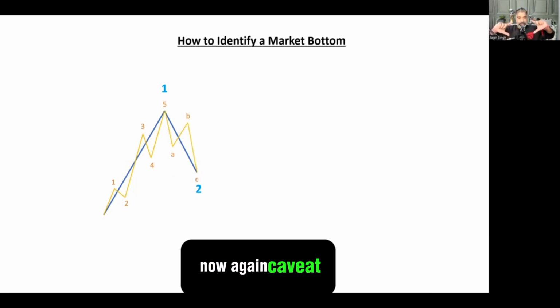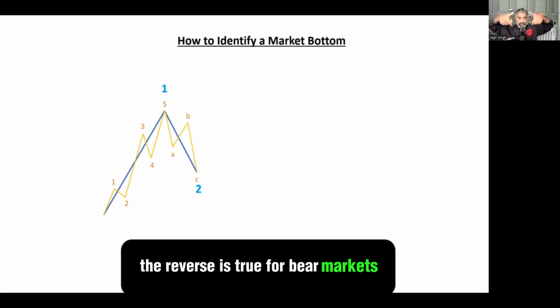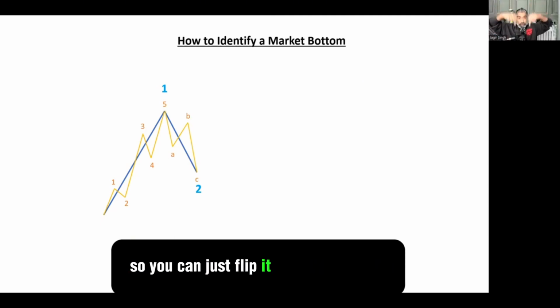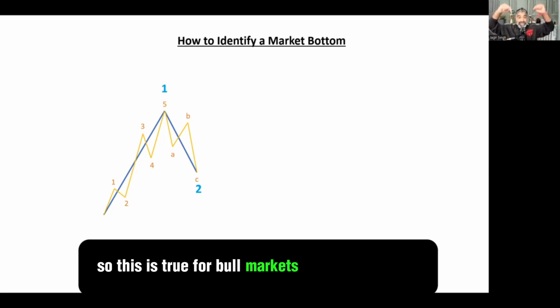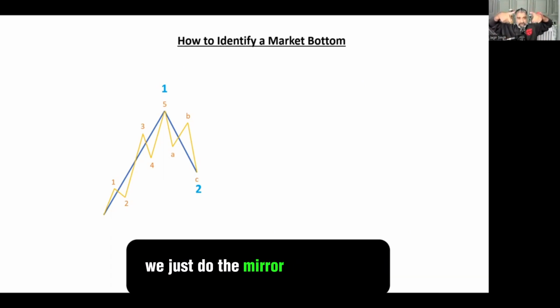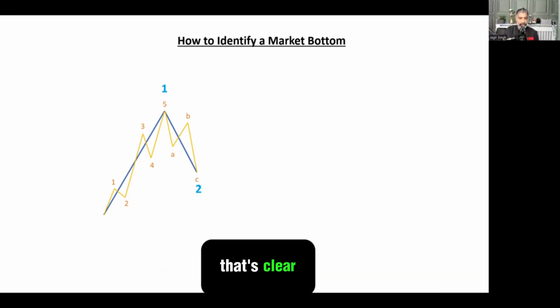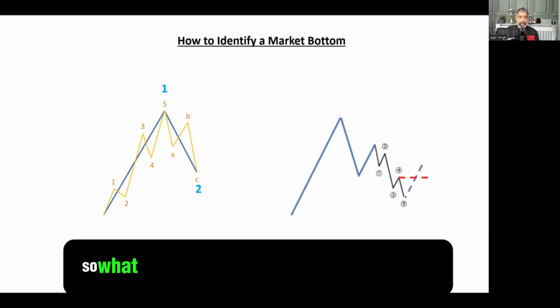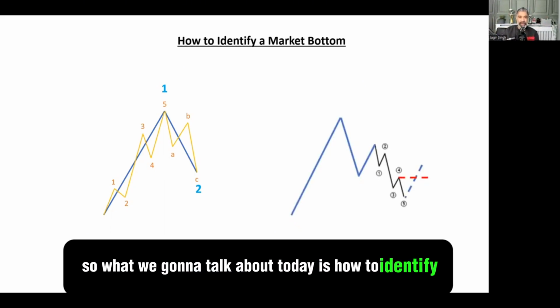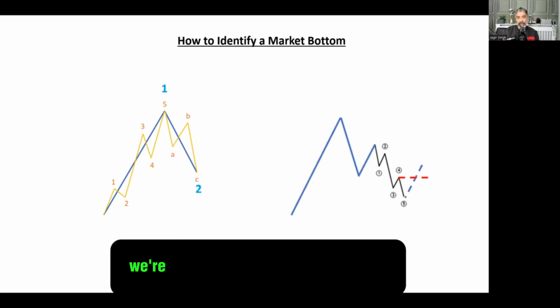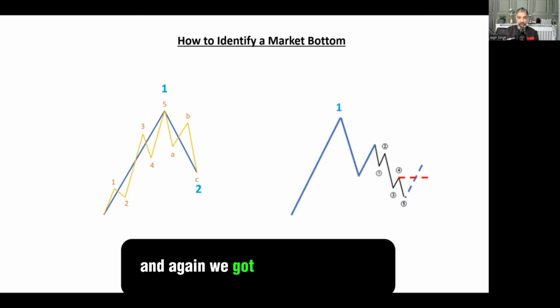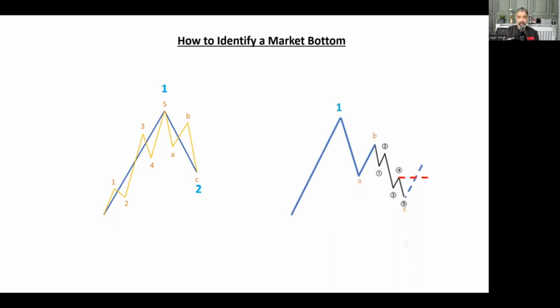Now, again, caveat, the reverse is true for bear markets. So you can just flip it on the way down. This is true for bull markets and bear markets. We just do the mirror upside down. Hopefully that's clear. So what we're going to talk about today is how to identify a bottom. In this case, we're talking about an end of a wave 2. But again, it will be a top if it was a bear market. And again, we've got a wave 1, an ABC of a wave 2.